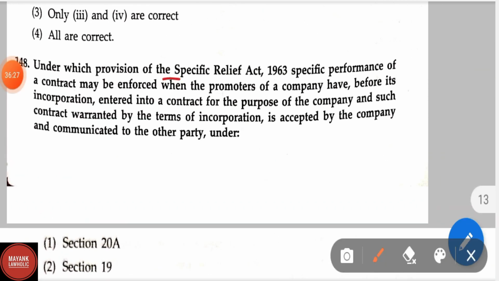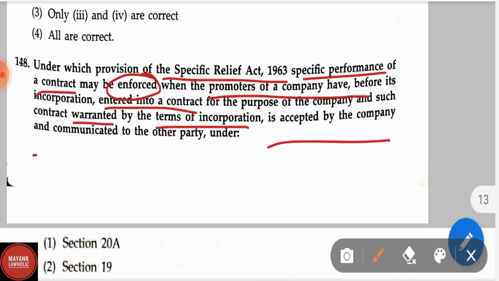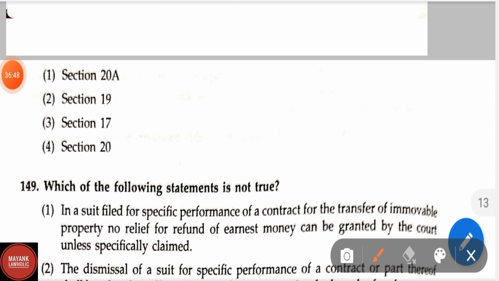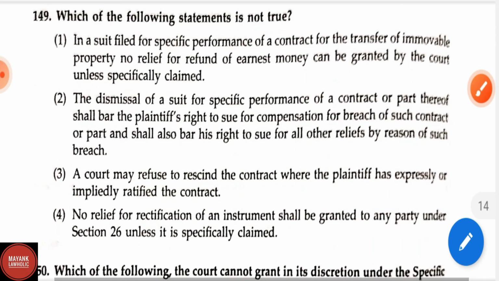Under which provision of the SRA may specific performance of a contract be enforced when the promoters of a company have, before its incorporation, entered into a contract for the purpose of the company, and such contract, warranted by the terms of incorporation, is accepted by the company and communicated to the other party: Section 20A, Section 19, Section 17 or Section 20? In the given question, the correct answer is option 2, that is Section 19. Let us see question number 149.